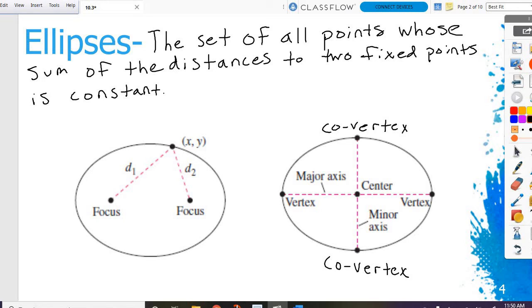So for this one, your major axis is going horizontal, okay? But you could also have it turn to where your major axis is going vertical, and then basically everything is just rotated 90 degrees.